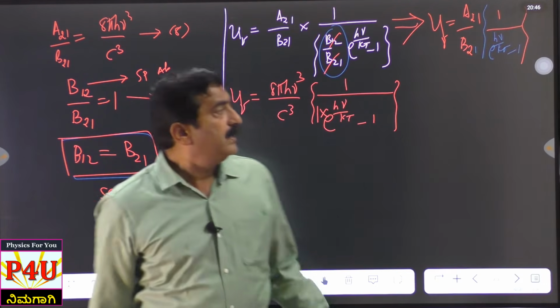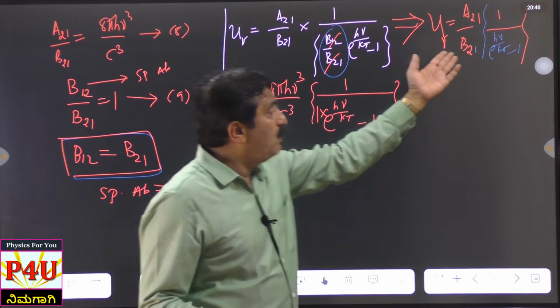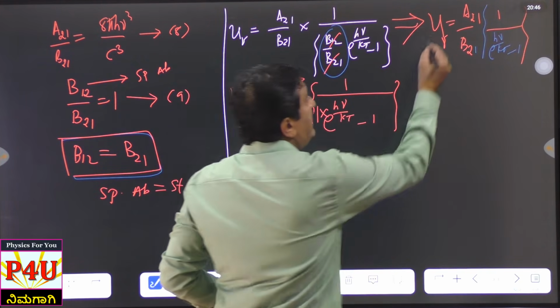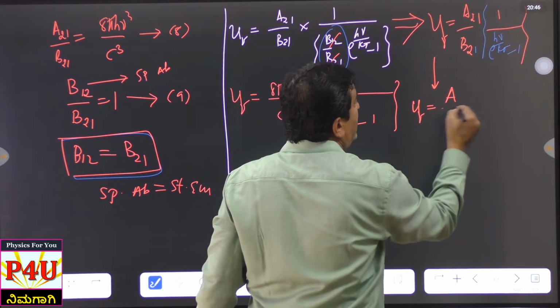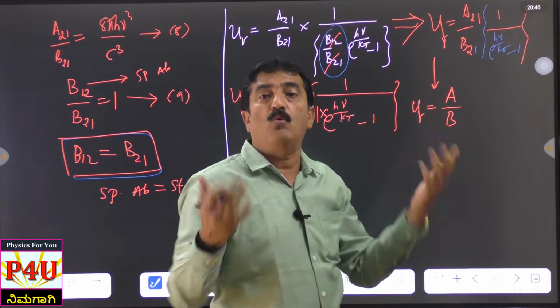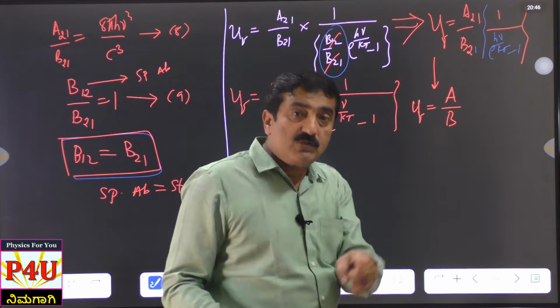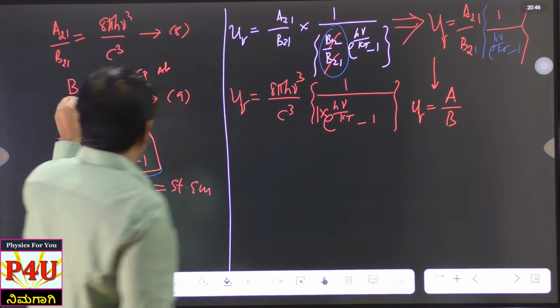That means A21 by B21, and since there is no one more B, I can simply write this as U gamma is equal to A divided by B. So you need not put a suffix here because there is no one more B. Till now there was one more B because there was B12 and B21, but now we proved that B12 is equal to B21.